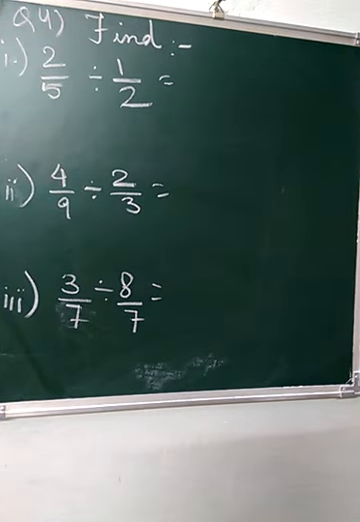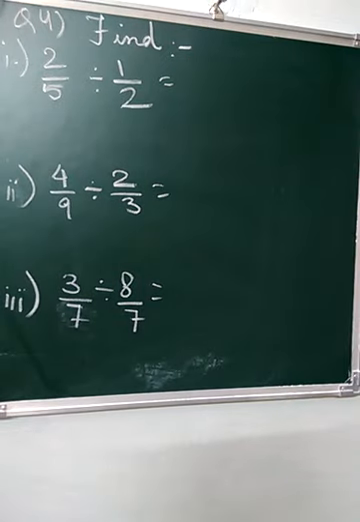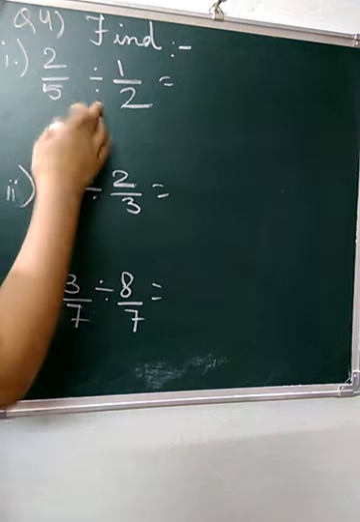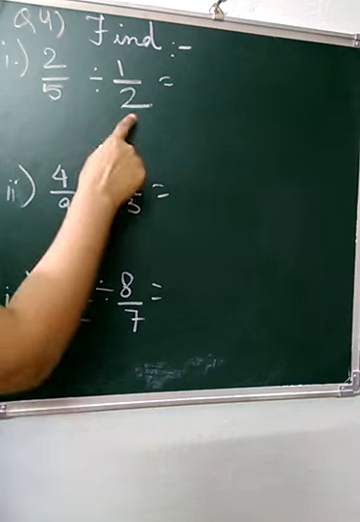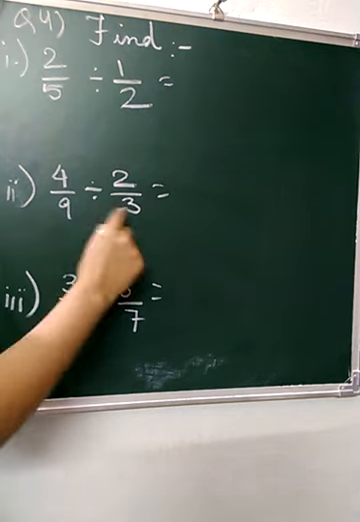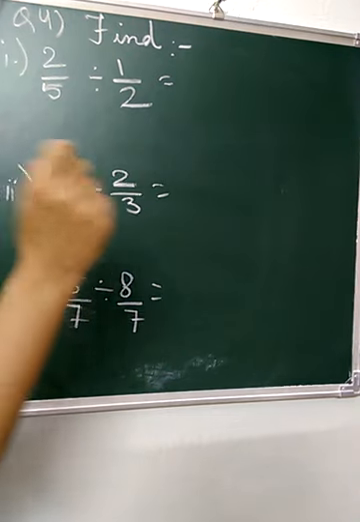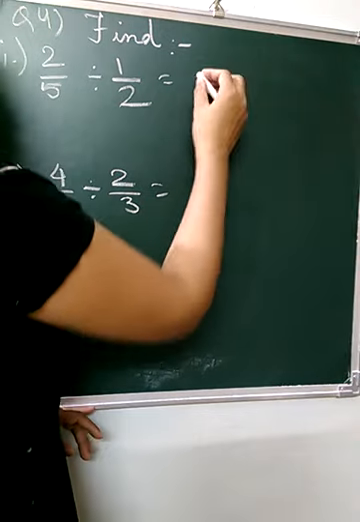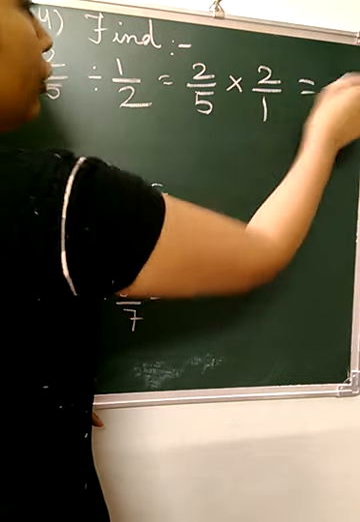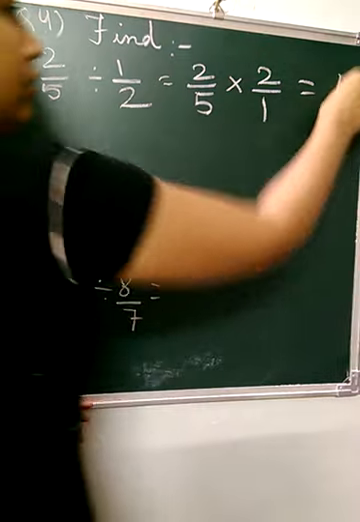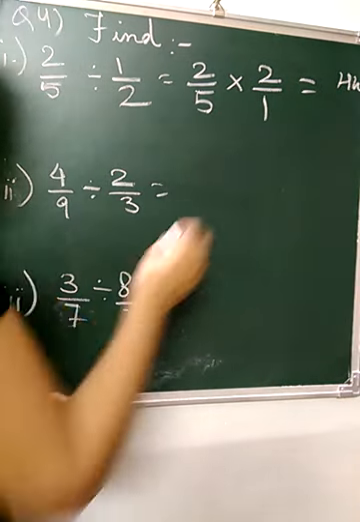Starting with the question number 4, which again we will do in copy. We have to find, again means that we have to divide the two fractions. So we know how we divide the two fractions. We convert the division sign into multiplication and the second fraction, that is the divisor, we write its reciprocal. We flip it. So 2 by 5 multiplied by 2 by 1. Now you will write the answer. Okay? Homework.